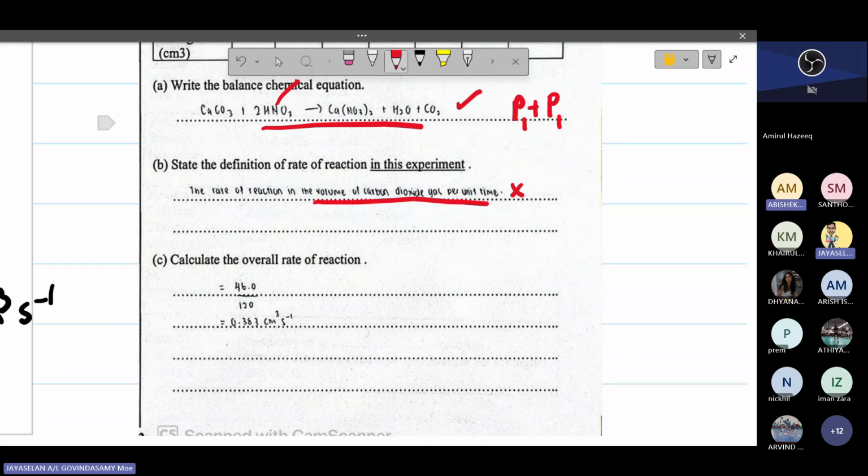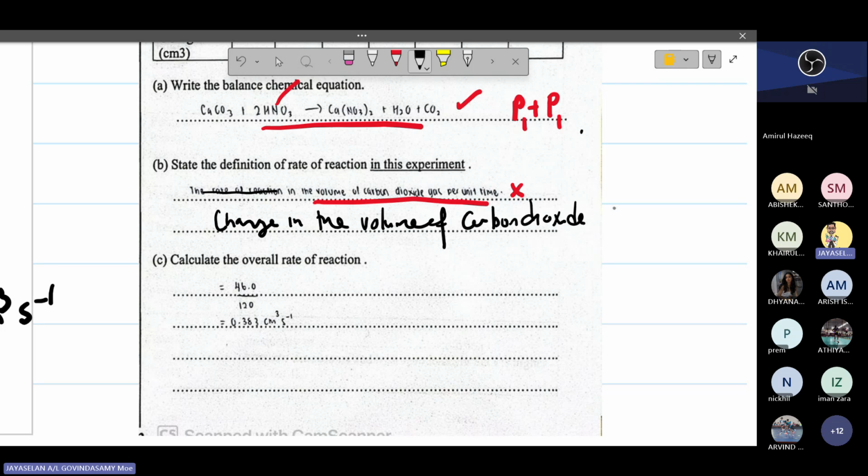Who can tell me? The change also. Change in the volume. Yeah, the change. Okay, can I? We have to follow. You no need to write all this. Just put change. This word change in the volume of what gas? Of carbon dioxide. Carbon dioxide gas per unit time.